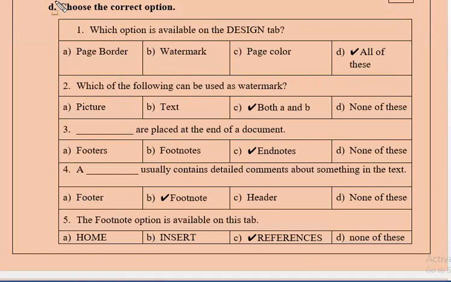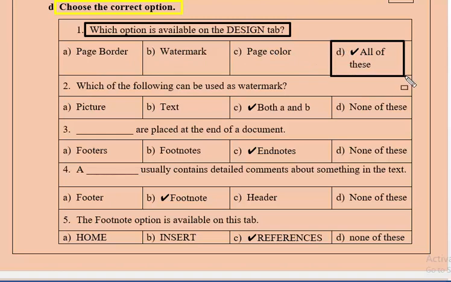Choose the correct option. Four options are given. You have to select one of them. First statement. Which option is available on the Design tab? A. Page border. B. Watermark. C. Page color. D. All of these. D is correct. All of these.